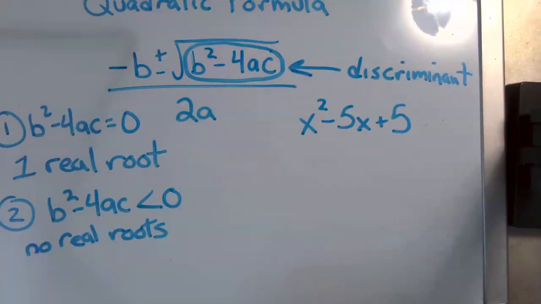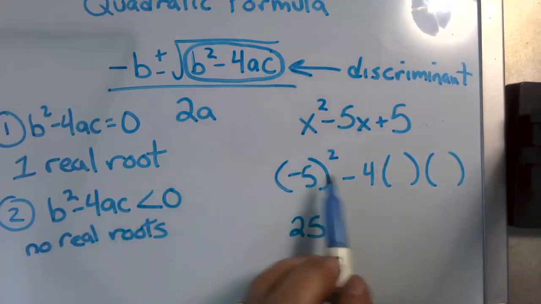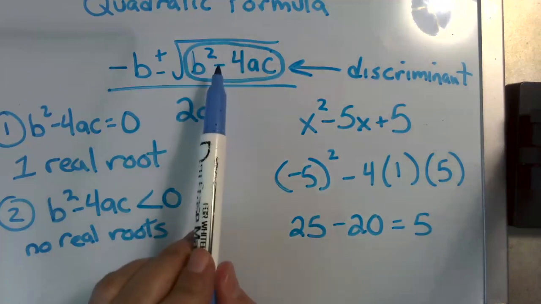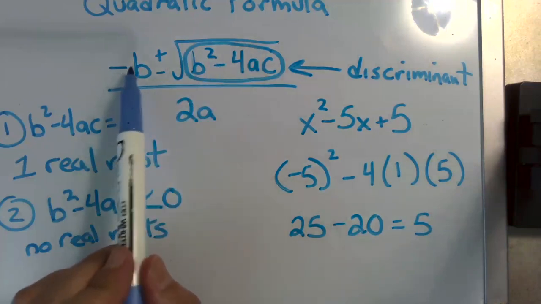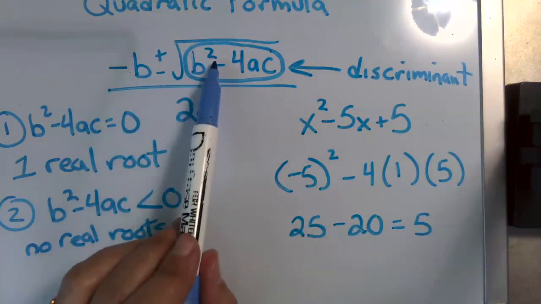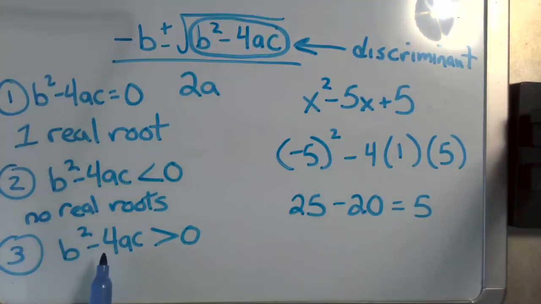X squared minus 5x plus 5. Okay, let's look at our discriminant again. B squared, don't forget to put parentheses around that thing, minus 4 times our a is 1, our c is 5. 25 minus 20 is 5. Well, now when we put that back under the square root, we're going to have our negative b plus root 5 and our negative b minus root 5, and each of those divided by 2a. So in the case where our discriminant is greater than 0, we will have two real roots.